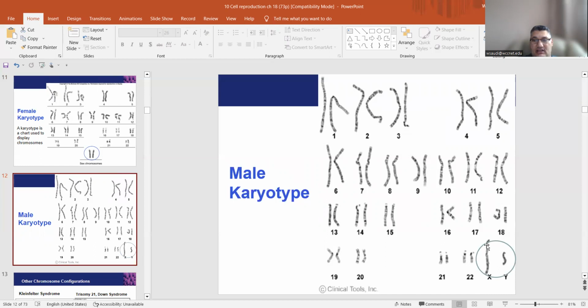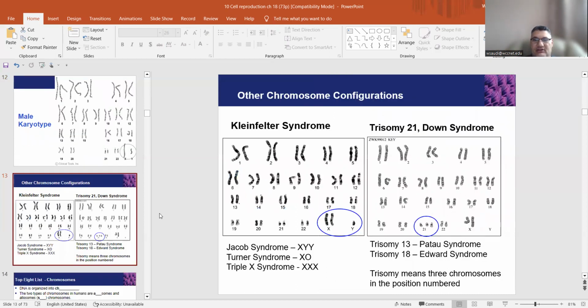If you see one like this and another one of the same length beside it, this will be XX, and this is female. So remember that the Y is tiny, the X is big. I'm talking about number 23 specifically. So this is all what I talked about so far. This is normal. Here are some abnormalities. Just take a look at it.